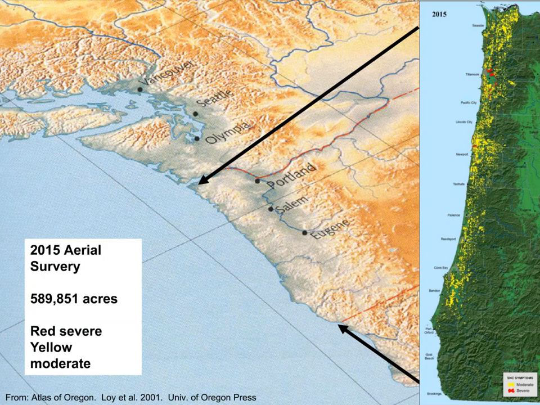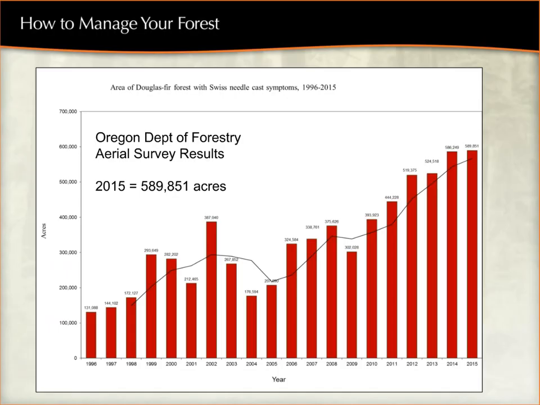This map, created in 2015 through aerial surveys of the disease, indicated 589,000 acres were infected in Oregon. The red areas are severely infected, and the yellow areas are moderate. From 1996 through 2015, we experienced a four-fold increase, and the extent of the infection is spreading southwards into Northern California.